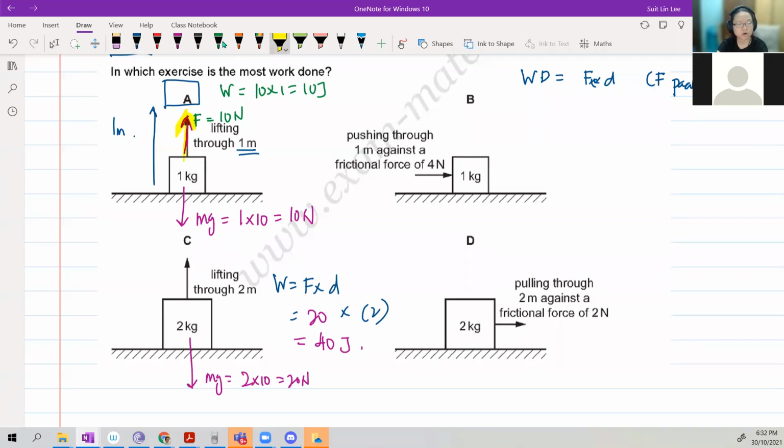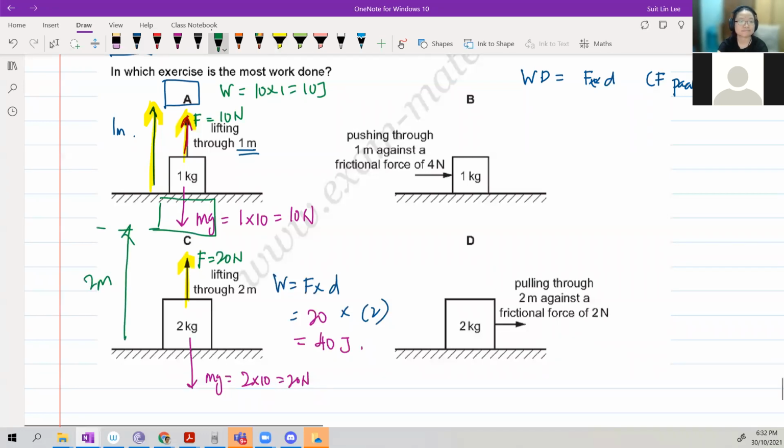Okay, so I highlight for you. I take this force multiplied by this distance, which are parallel. I take this force, which happens to also be 20 Newton, then I multiply by this distance, which is 2 meters. So far C is the winning option.